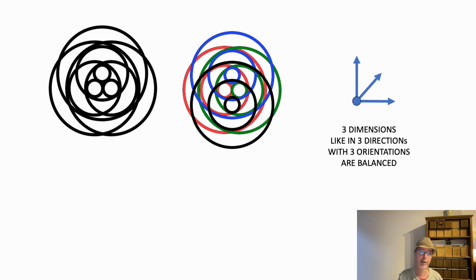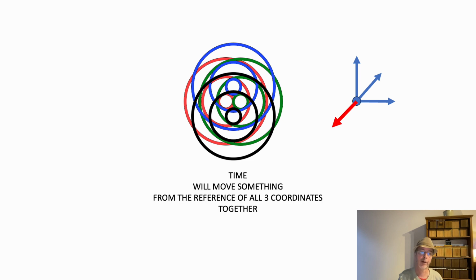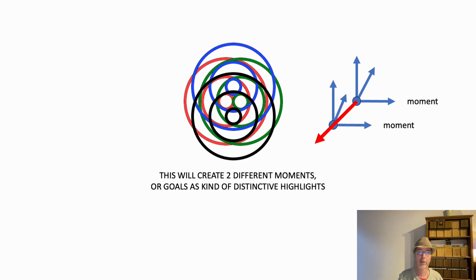So three dimensions themselves are three directions with just one orientation. It is balanced within each other. If you would simply add time as an extra arrow of orientation, you see already where they have to go to. You don't know, you can't make much order with that. But if you move time with a full space towards somewhere else, you have a reference of all three coordinates together, and you can create something that you can compare. It's from one moment to another moment.